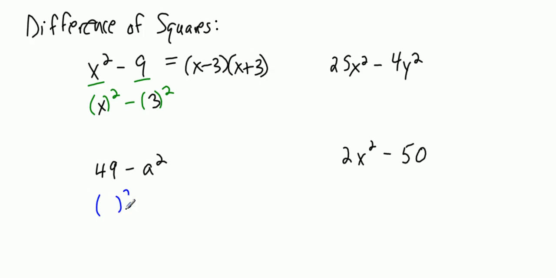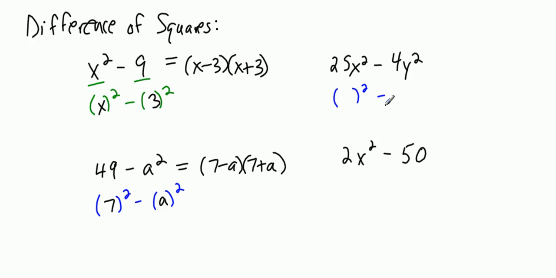Same thing over here, something being squared minus something being squared. Fill in the blanks. This is a 7. This is an a. So the answer must be 7 minus a, 7 plus a. Again, it doesn't matter if you put the plus first and the minus second. They're all the same.